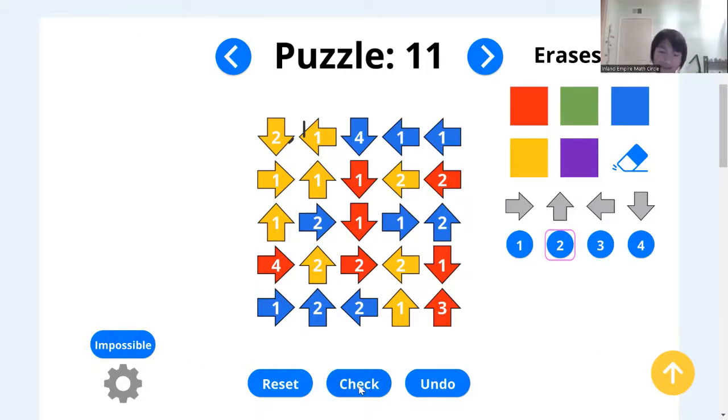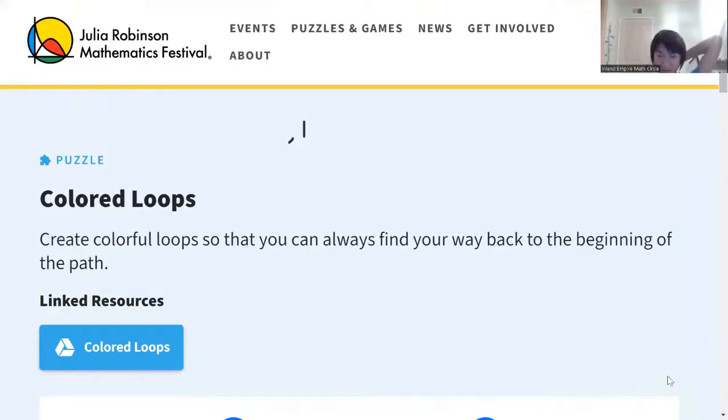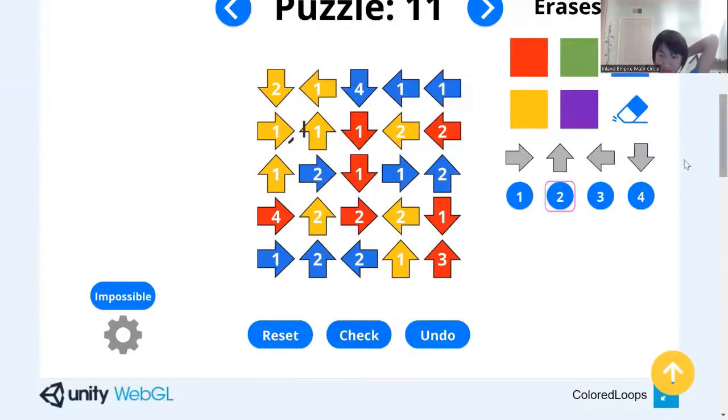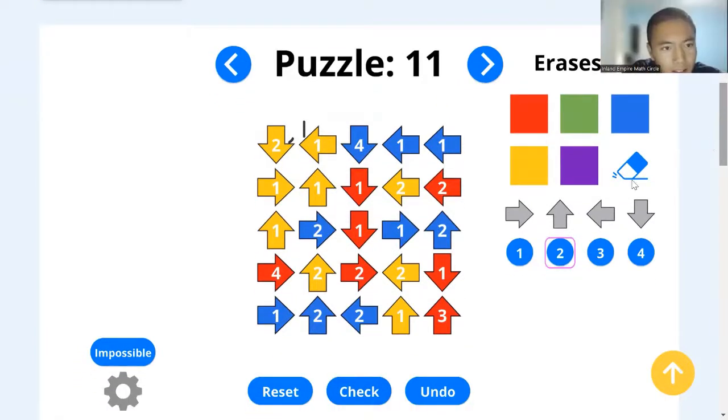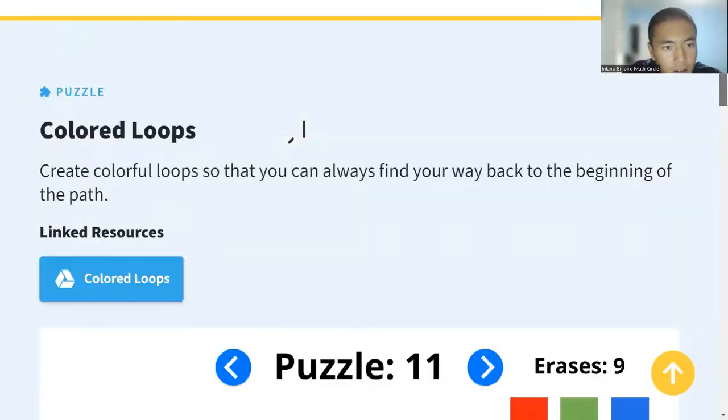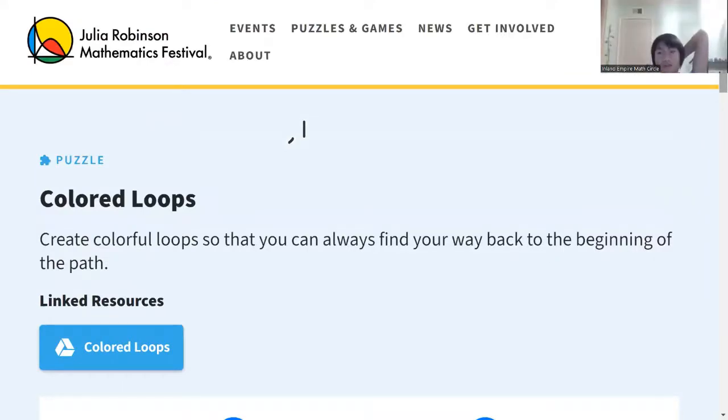Oh my god. Scam. Wait, what is this called? Oh, colored loops. Yeah, colored loops. I was right.